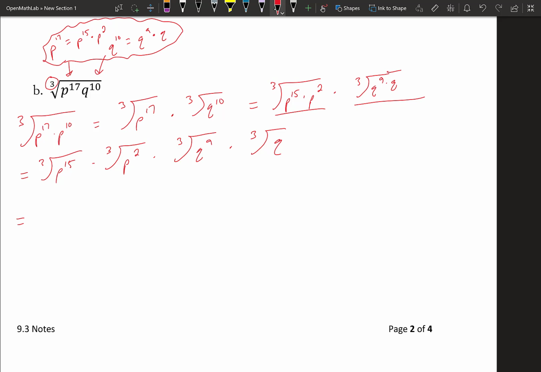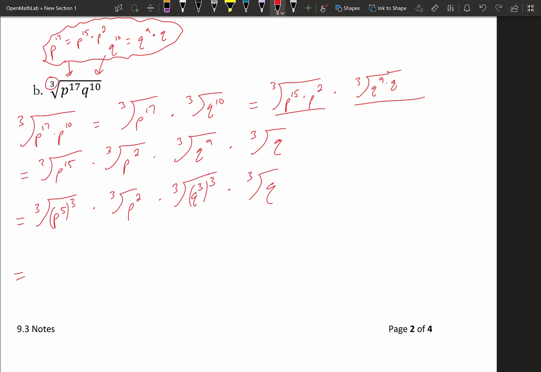So p to the 15th is the same thing as p to the 5th raised to the 3rd power, because 5 times 3 is 15. Remember, power to a power, you multiply the exponents. So this would be times the cubed root of p squared, and this would be the cubed root of q to the 3rd all raised to the 3rd, because 3 times 3 is 9. And then we'd have times the cubed root of q.